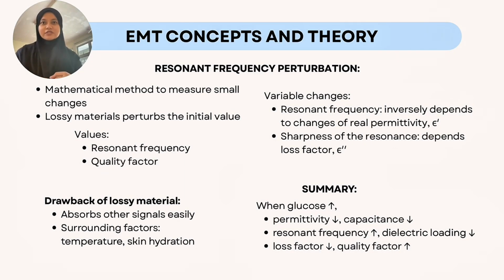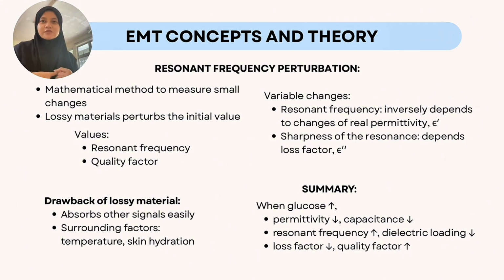Lastly, resonant frequency perturbation. RFP is a mathematical method for measuring small changes. Using materials able to perturb the initial value of resonant frequency and also the quality factor. Resonant frequency depends on the changes of the real permittivity, while the sharpness of the response depends on the loss factor, which can affect the quality factor. However, those materials have their drawback, as they can absorb other signals easily and are easily influenced by surrounding factors like temperature and skin hydration.